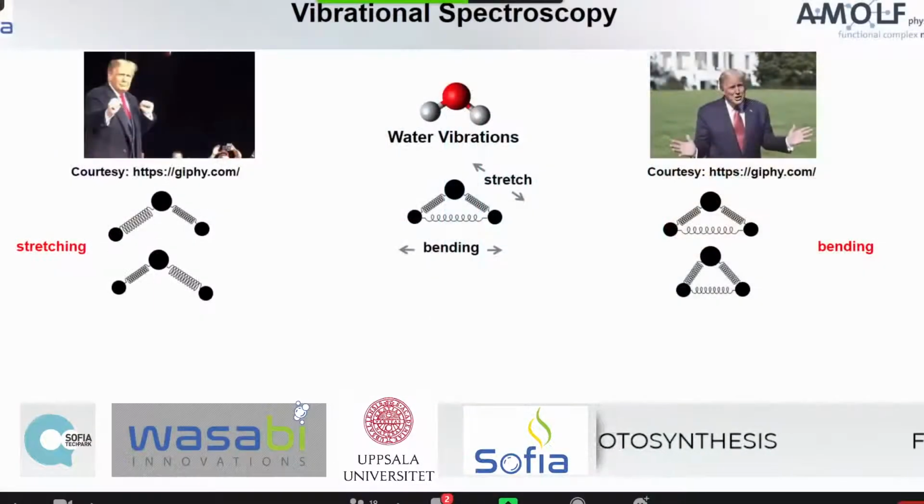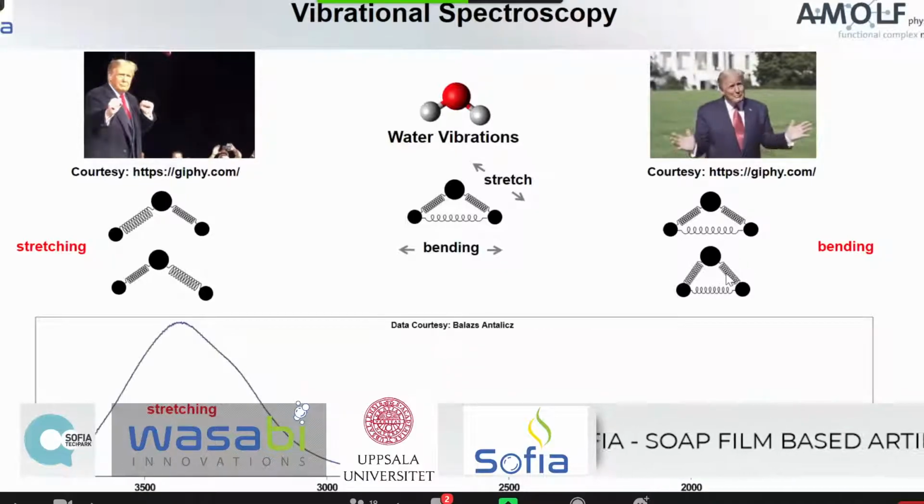Now on a spectrometer, if I use a mid-IR source, a source of frequencies that matches the vibrational modes of stretching or bending, it would look something like this. This is the bulk spectrum of water, where frequencies of around 3500 wave numbers correspond to the stretching frequency, and the bending corresponds to around 1500 wave numbers.